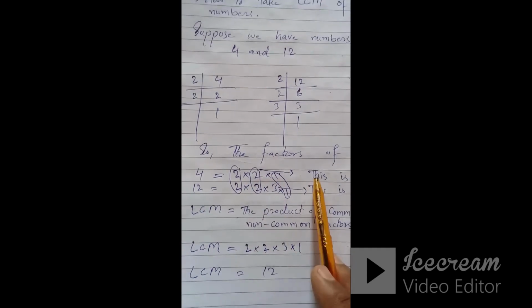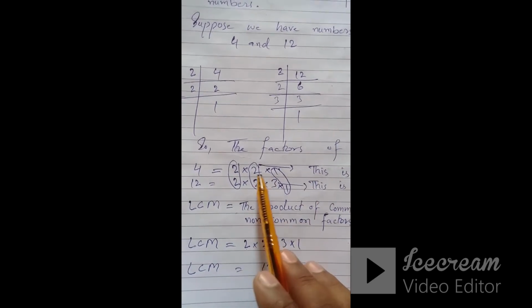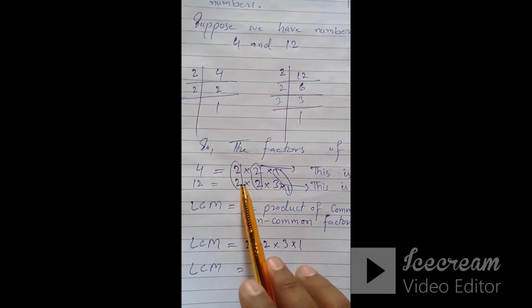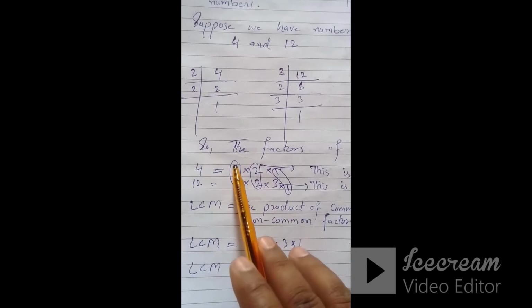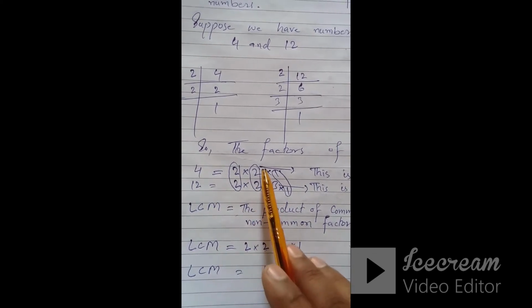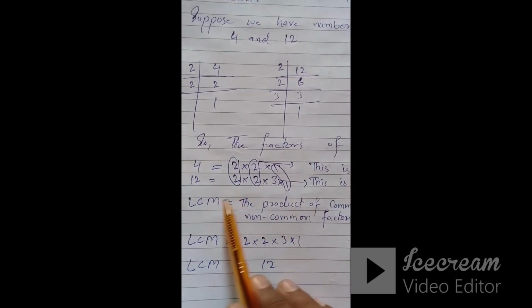These are called common factors. Common means the same factors. 2 is a factor of 4 and 2 is also a factor of 12, so this is called a common factor. 3 is a factor of 12 but 3 is not a factor of 4, so this is not a common factor.